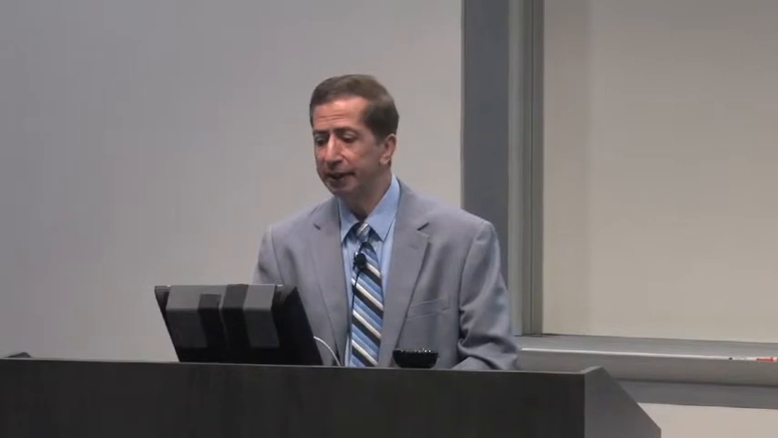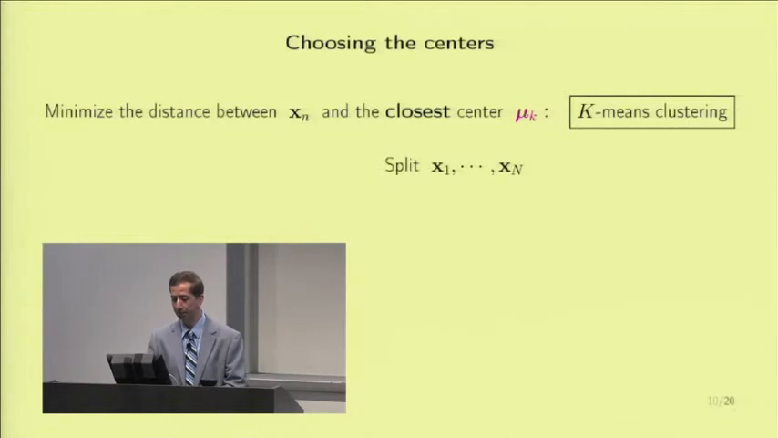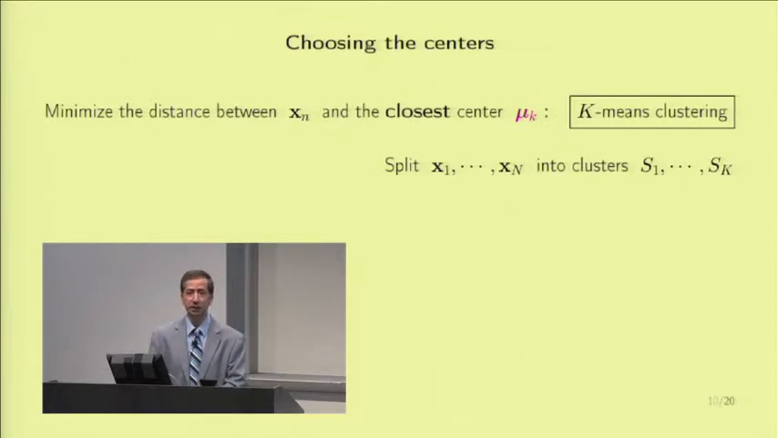So let's do this. It's called k-means clustering, because the center for the points will end up being the mean of the points, as we'll see in a moment. And here is the formalization. You split the data points, x1 up to xN, into groups, clusters so to speak, hopefully points that are close to each other. You call these S1 up to SK. Each cluster will have a center that goes with it.